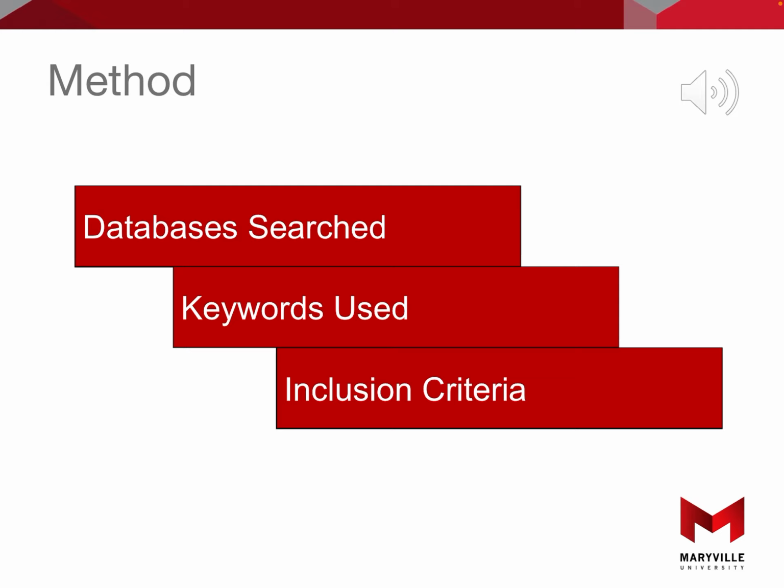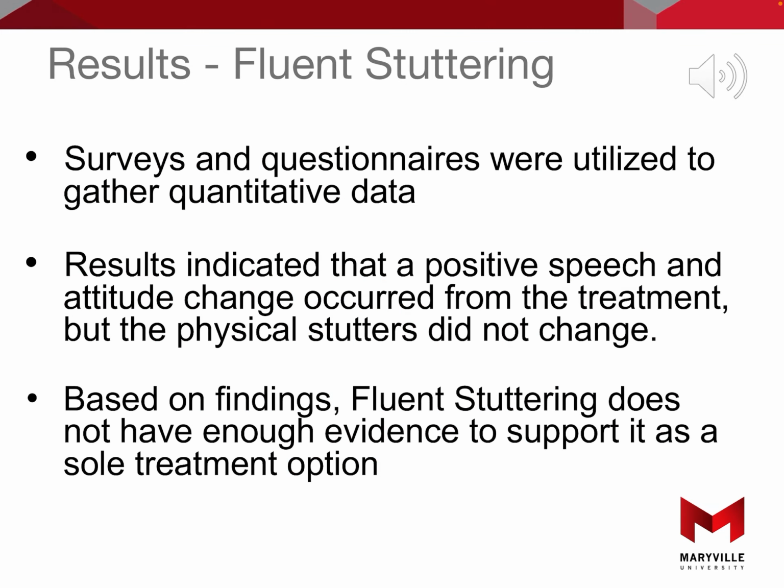The keywords used were stuttering modification, fluency shaping, integration, combined, treatment or intervention or therapy, and fluency. Our inclusion criteria included individuals who stutter and studies that included the three approaches, fluent stuttering, stuttering modification, and a combined approach. We will now go into detail about the information gathered through our reviews of literature.